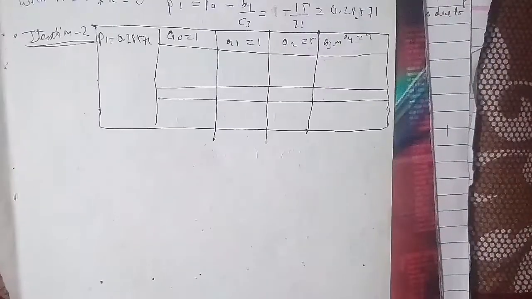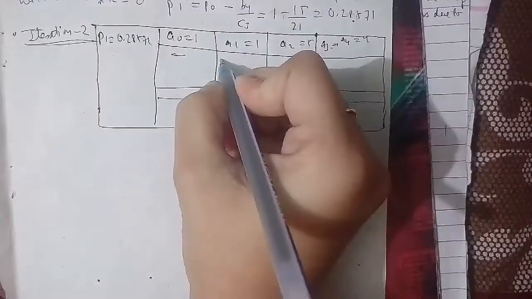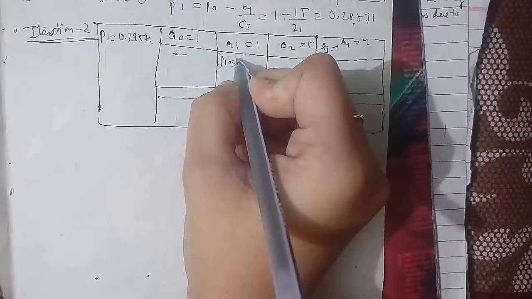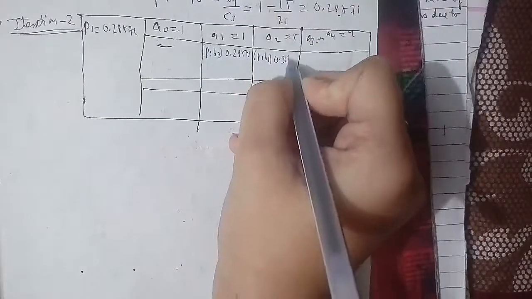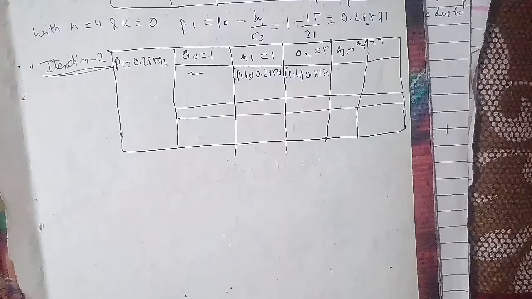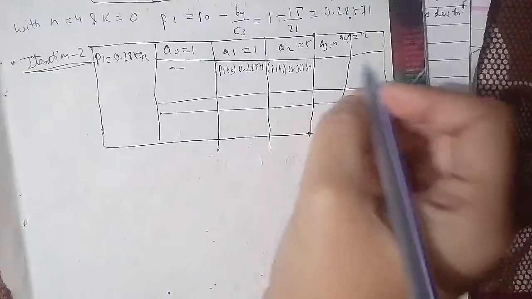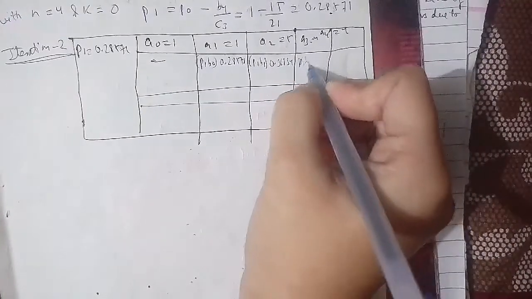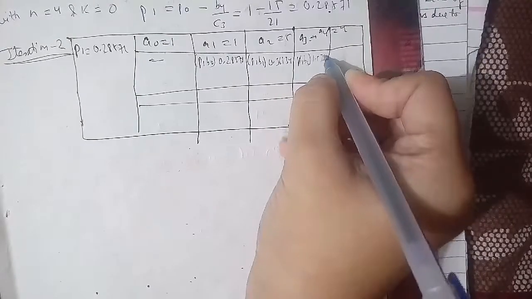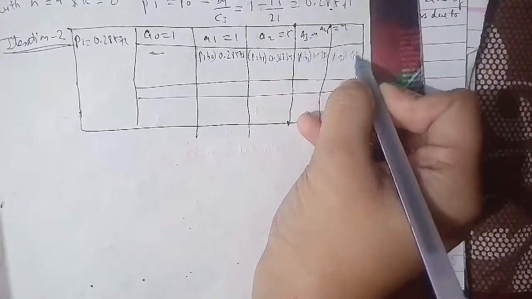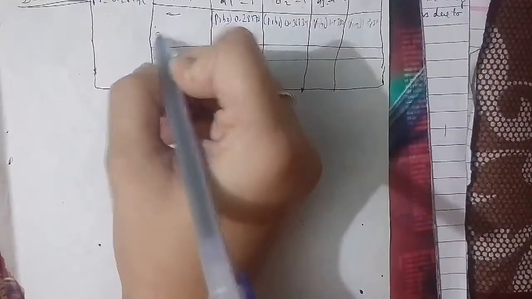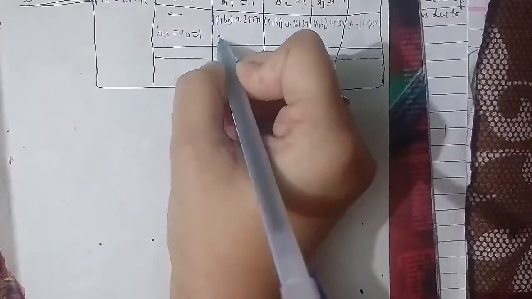So we go ahead further. p1 times B0 is 0.28571, p1 times B1 is 0.36734, p1 times B2 is 1.53350, and p1 times B3 is 1.5808. Then B1 = 1.28571, B2 = 5.36734, and B3 = 5.5335.